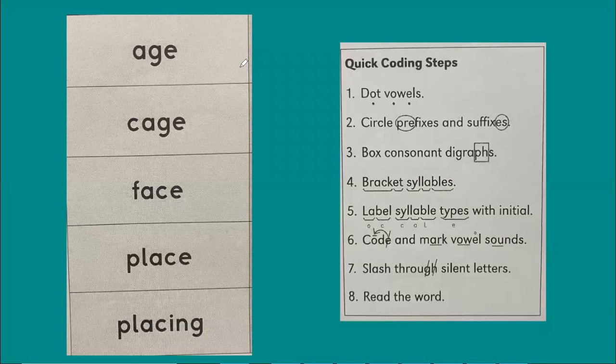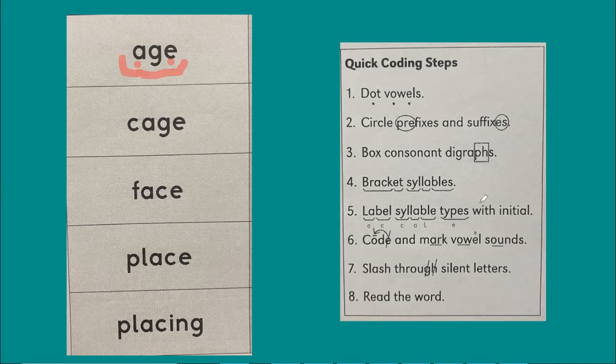So we dot our vowels, A and E. And then the next thing, circle prefixes and suffixes. We do not have any in the word age. Box consonant digraphs, there are not any. Bracket syllables. So let's say the word again, age. That's one syllable. So we bracket that, go all the way to the end.